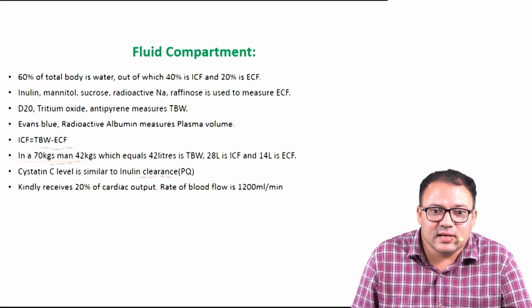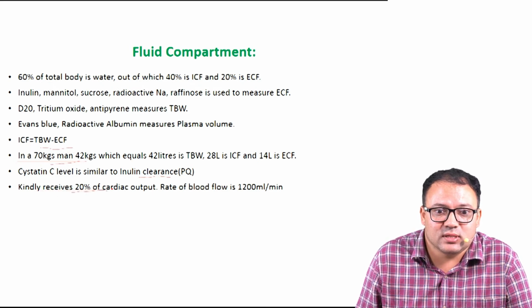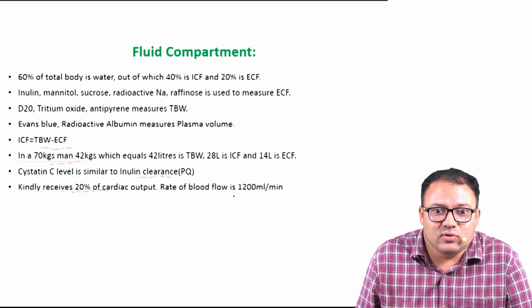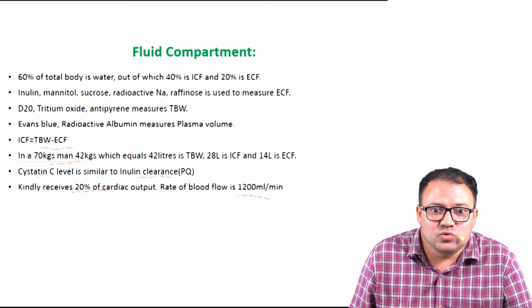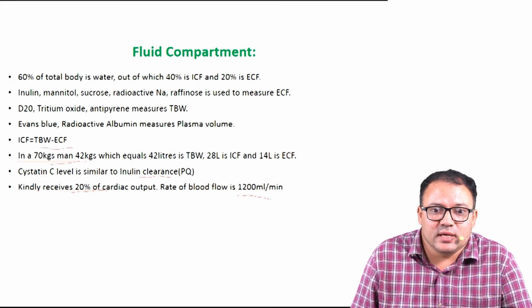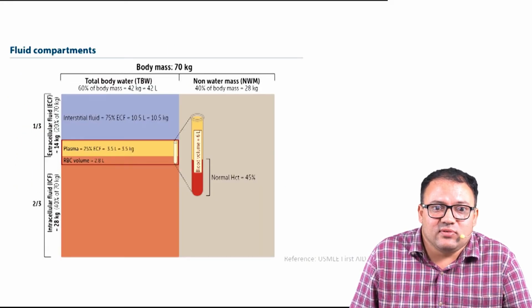Finally, you should also know the cardiac output that every organ receives. Right now I would like to mention that the kidney receives 20% of the cardiac output, and the flow rate is 1200 ml per minute. This is the fluid compartment.